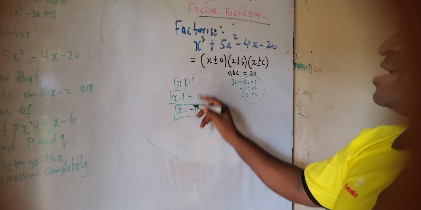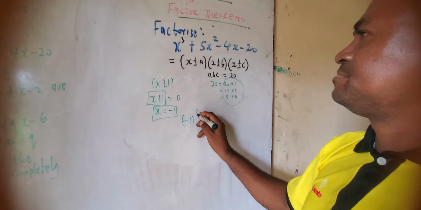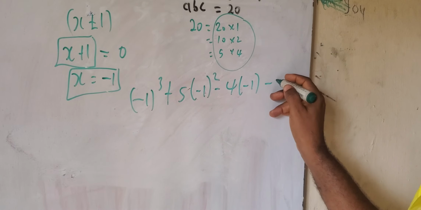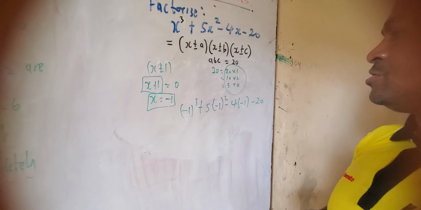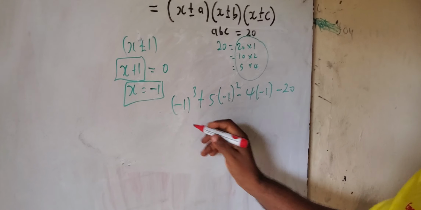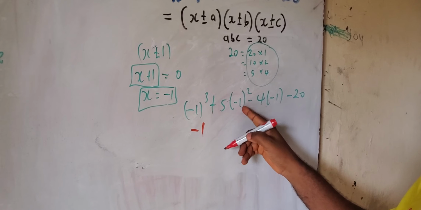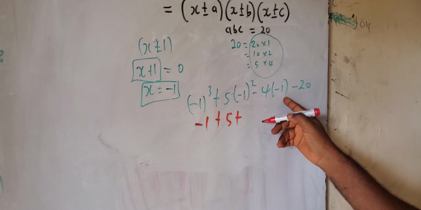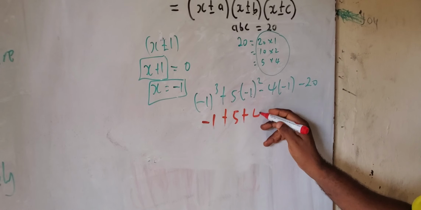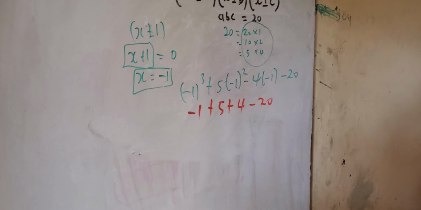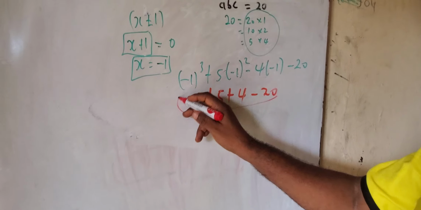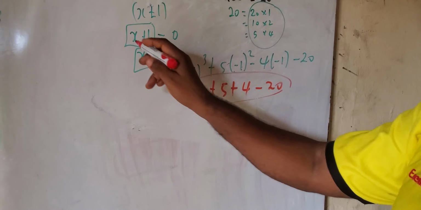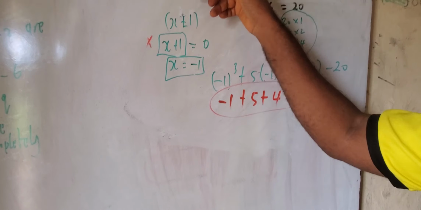Let's try. Putting here, we have minus 1 raised to power 3 plus 5 times minus 1 raised to power 2 minus 4 bracket minus 1, then minus 20. So minus 1 raised to power 3 will give me minus 1. Minus 1 raised to power 2 gives me 1. 1 times 5 gives me plus 5. Minus times minus gives me plus, so 4 times 1 gives me 4. Then I have a minus 20. If you look at the whole of the thing that is here, it can never be equal to 0. So that means x plus 1 is not a factor of this polynomial.